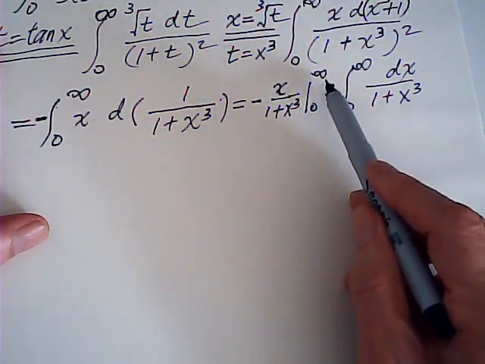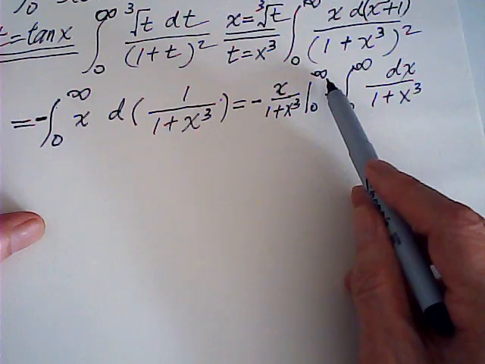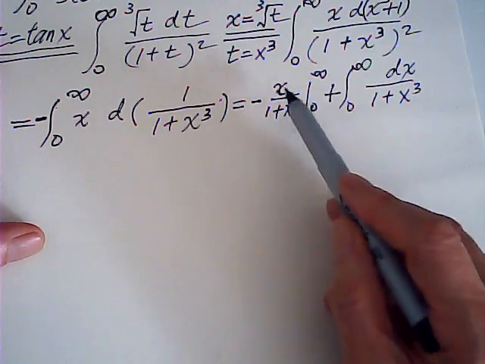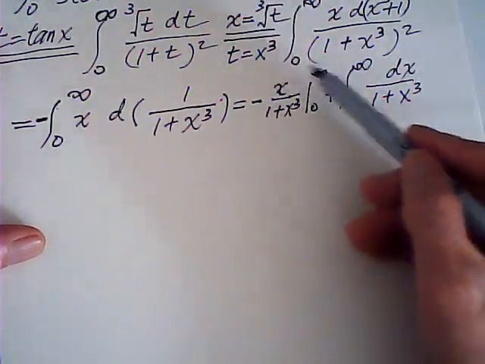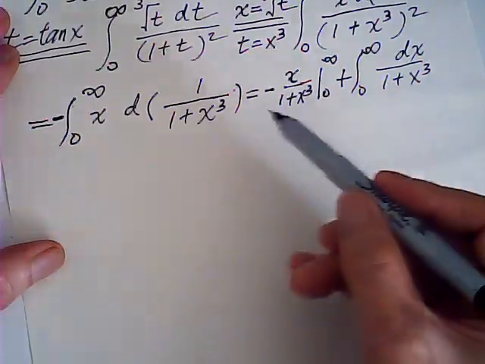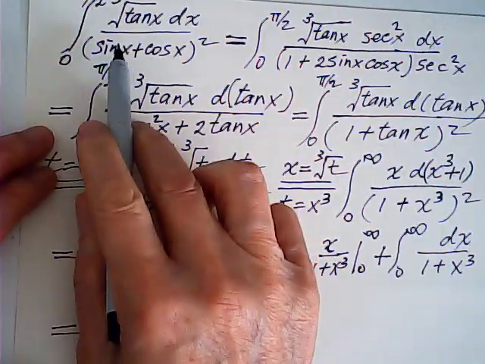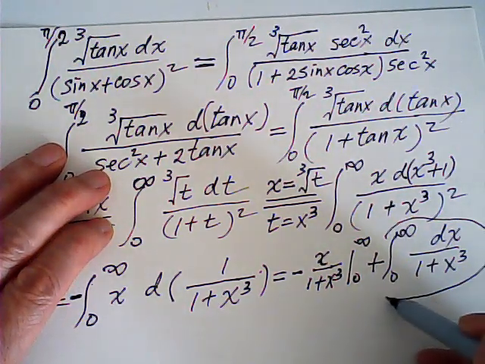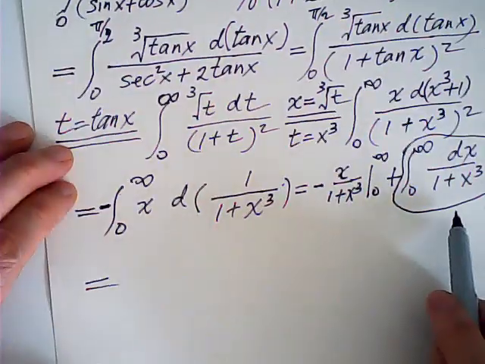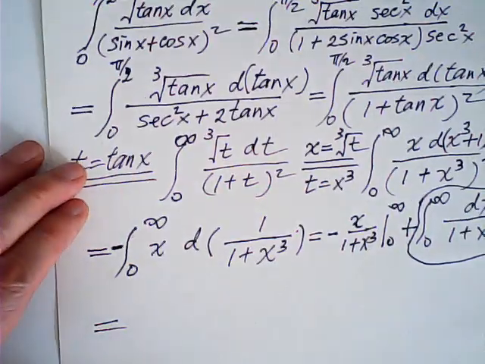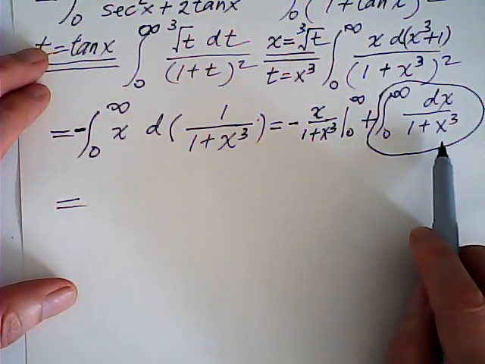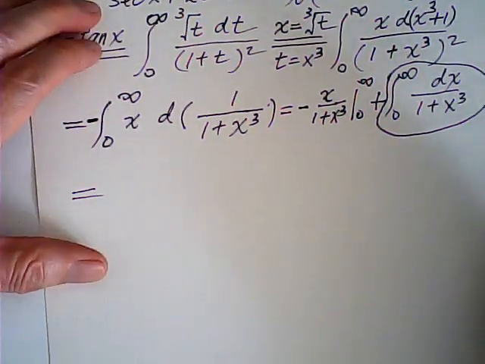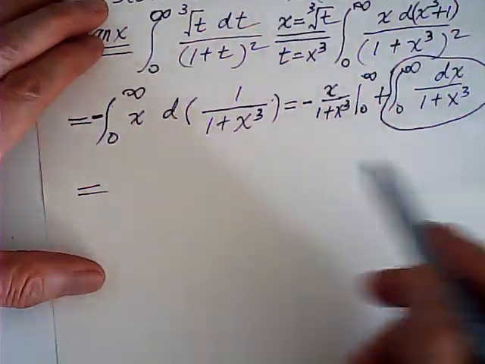Now, when x is approaching infinity, that is 0. When x is 0, this is 0. So the boundary term is 0. Therefore, my integral becomes this. So this is my new integral from the given integral, so we are focusing on this integral. This is rather easy. Well, I shouldn't say rather easy, but rather simpler.